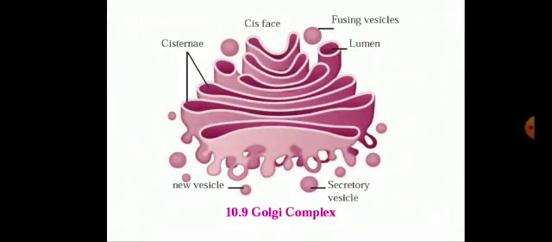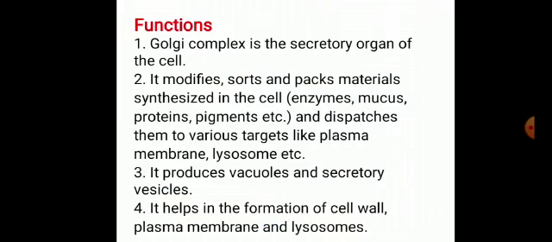Now let us see the functions of Golgi complex. Golgi complex is the secretory organ of the cell. It modifies, sorts and packs materials synthesized in the cell, enzymes, mucus, proteins, pigments, etc., and dispatches them to various targets like plasma membrane, lysosome, etc. It produces vacuoles and secretory vesicles. It helps in the formation of cell wall, plasma membrane, and lysosomes.